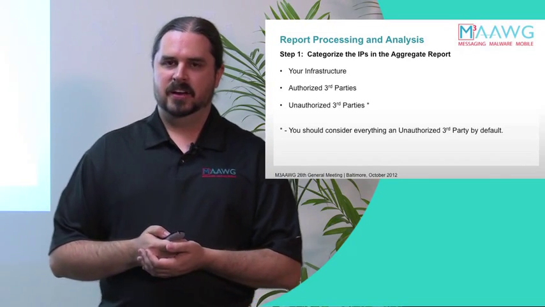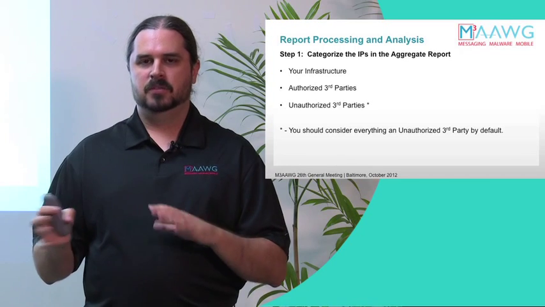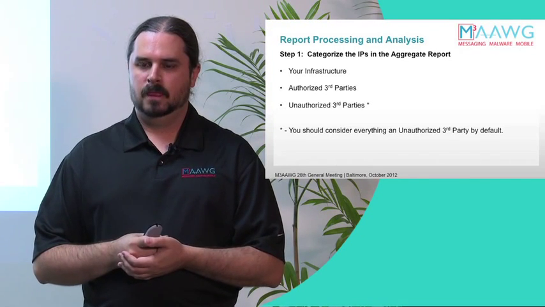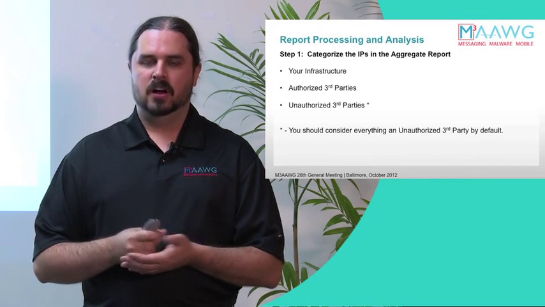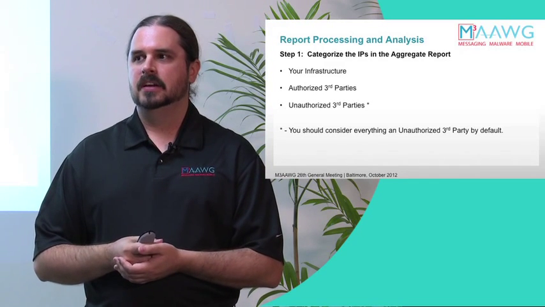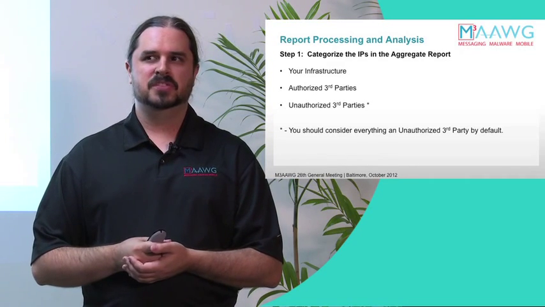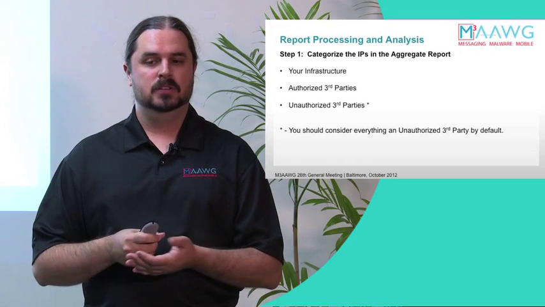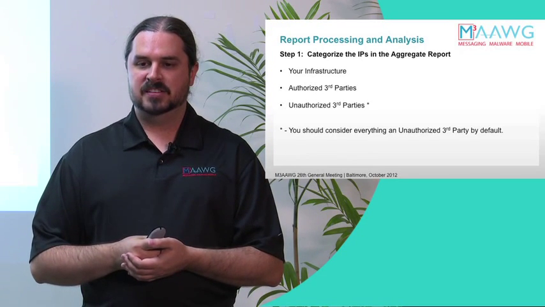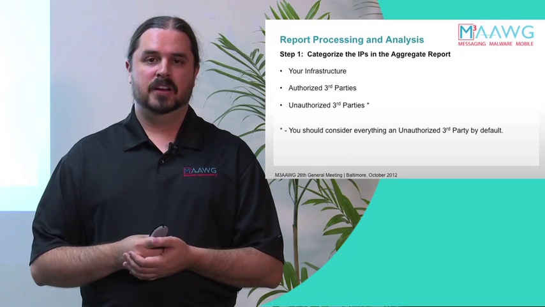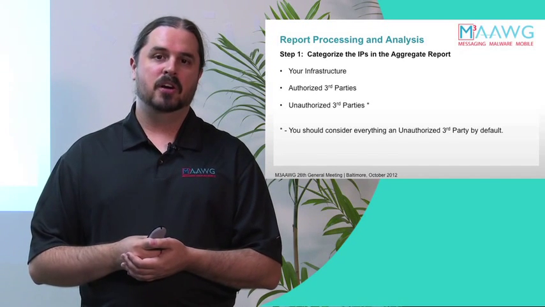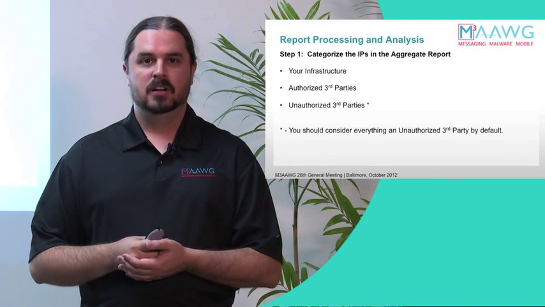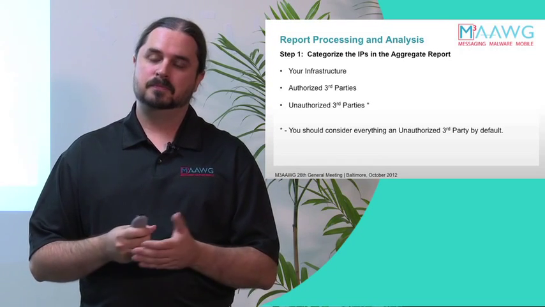So start by identifying your own infrastructure, denote them, and set them aside. Then move down to looking for any authorized third parties you might have. This would be third-party senders that you contract with who send mail on your behalf that you know of. And lastly, what you should be left with after you've identified your own infrastructure and the third parties that you've authorized to send on your behalf are unauthorized third parties.